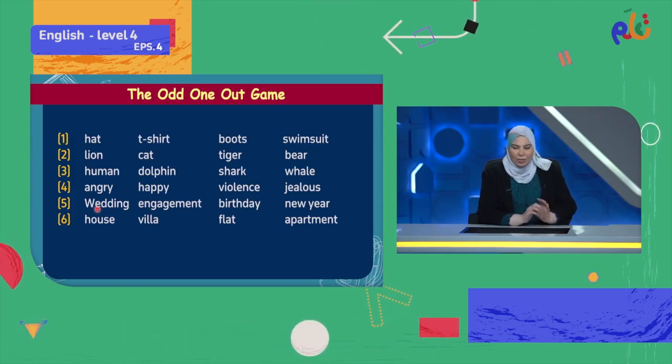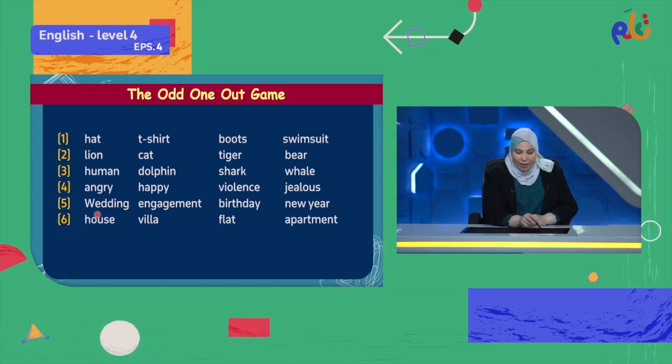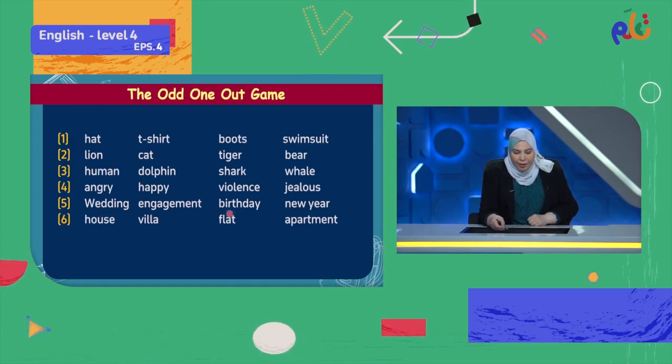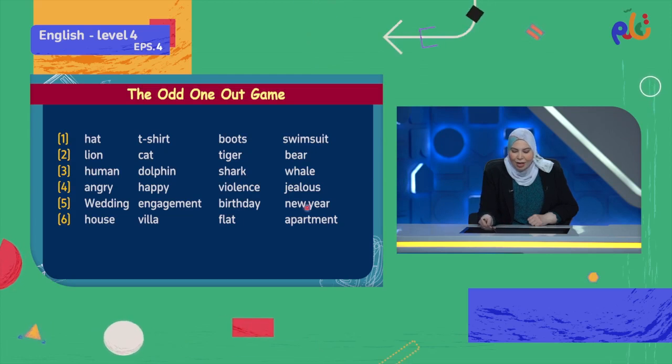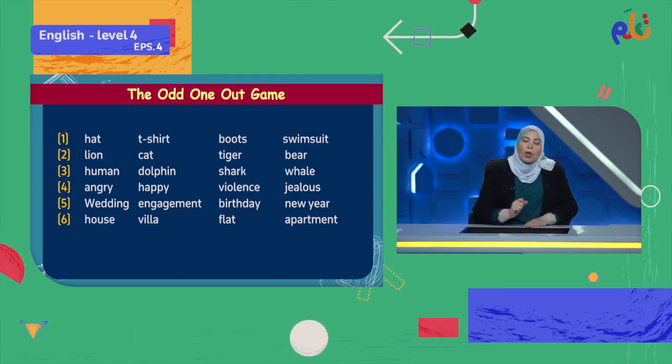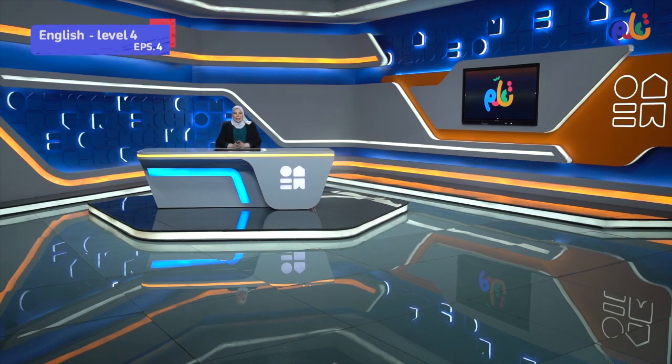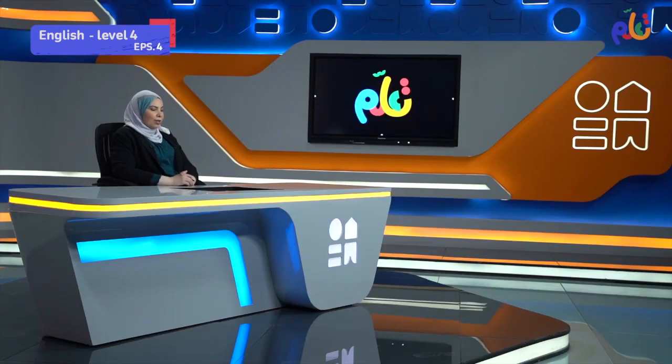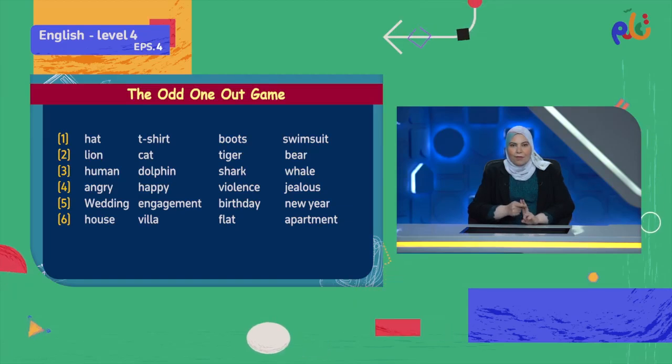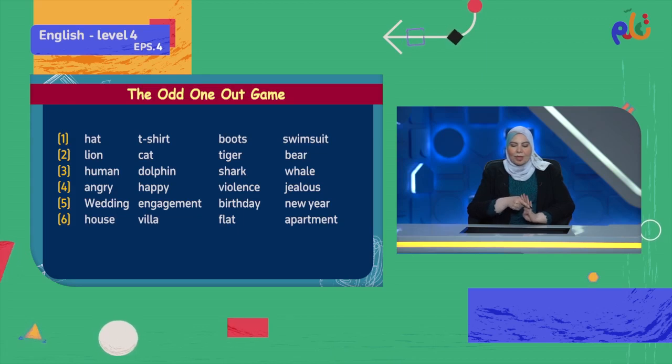Okay, and the last one that we have here: house, villa, flat, and apartment. In this last one, which one would you odd out? I will give you a second to think. House, villa, flat, apartment.